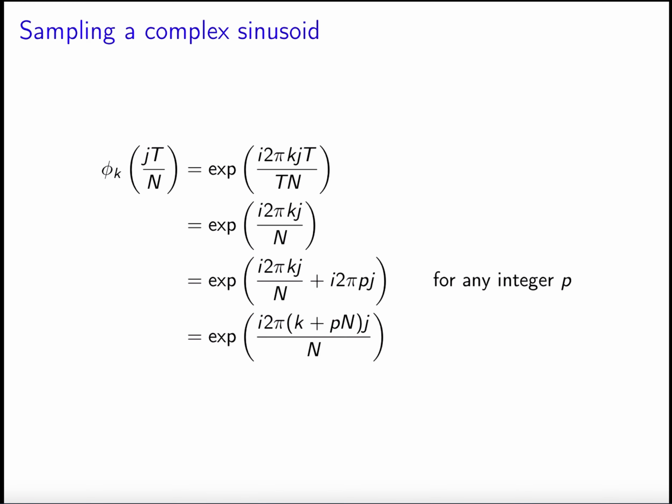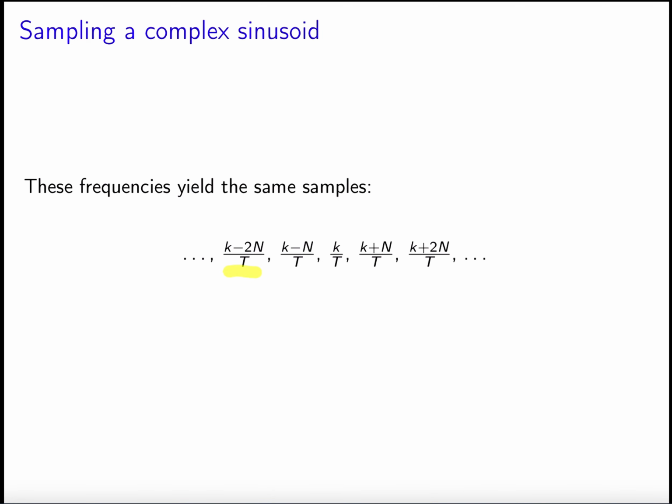And this is the exact expression for the samples you would get from a sinusoid that has frequency k plus pN. So we had the k here that represents the frequency. Now we have k plus pN, so this means that a complex sinusoid with frequency k over T produces exactly the same samples as a complex sinusoid with frequency k plus N over T, k plus 2N over T, and so on. All of these frequencies result in exactly the same samples.